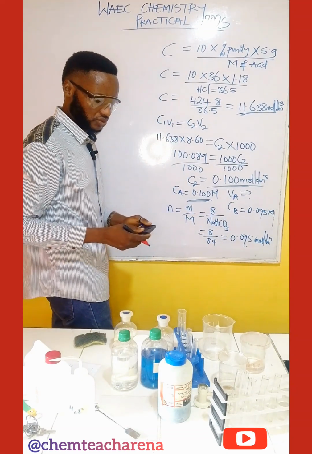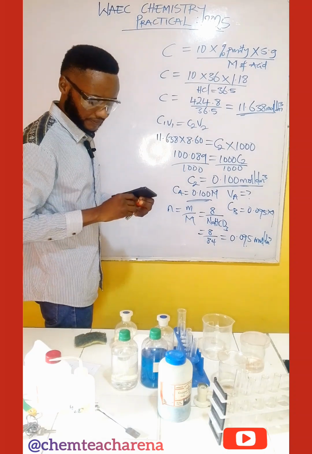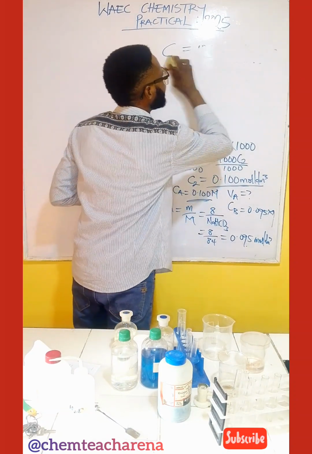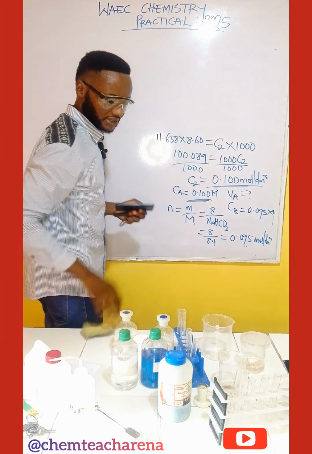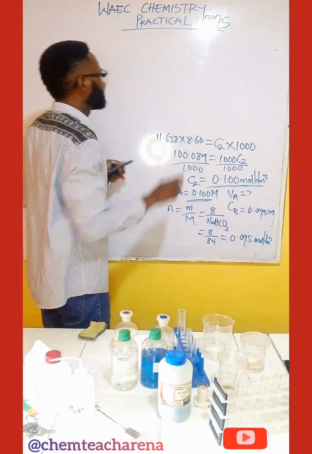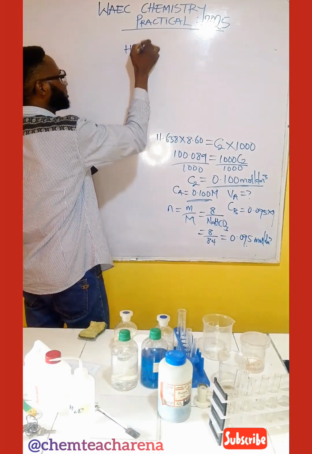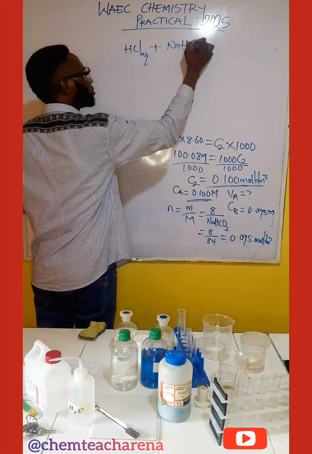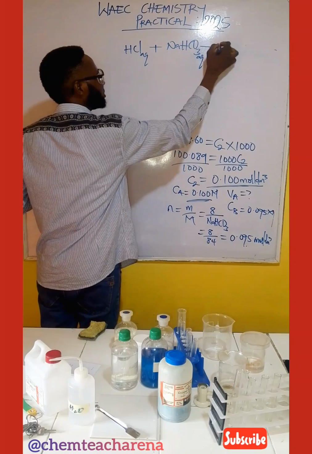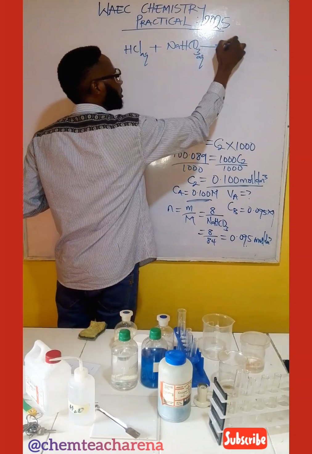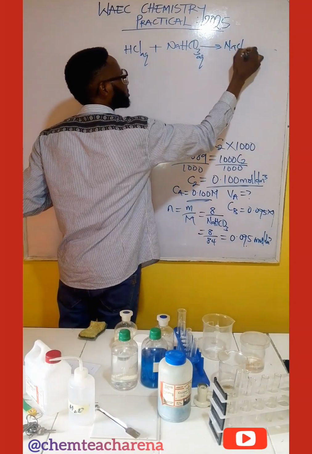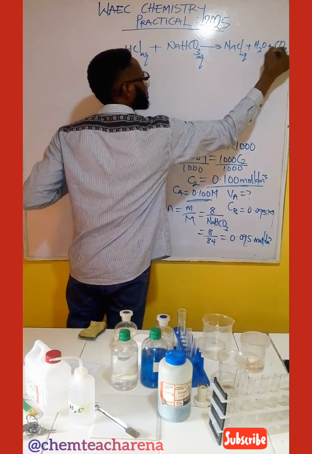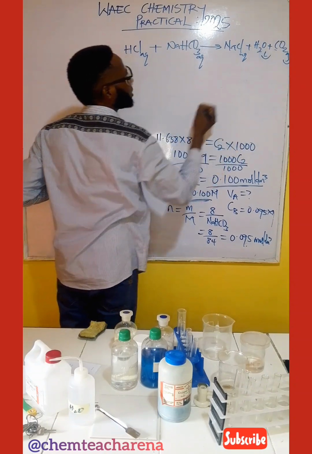So the next thing we need to do here now is to write the equation. Now the acid is what? The acid is HCl aqueous, plus NaHCO3, which is the base, aqueous. It will react to give me what? NaCl aqueous plus H2O plus CO2 gas.